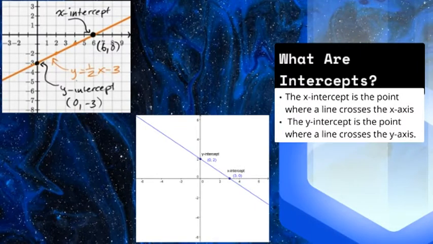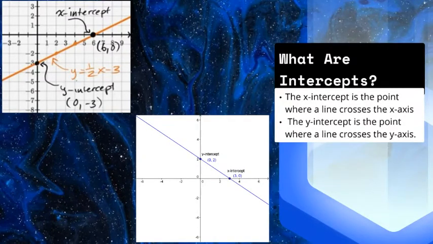Basically, the x-intercept is the point where a line crosses the x-axis, which you can see in the two graphs. The x-axis is the horizontal line, and then the y-intercept is the point where a line crosses the y-axis, which is the vertical line.